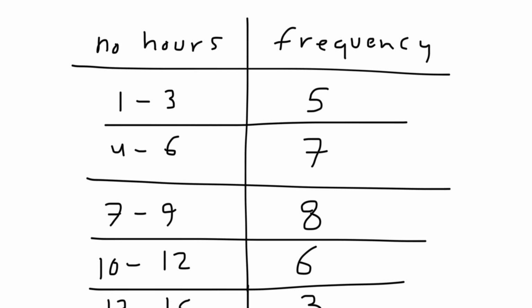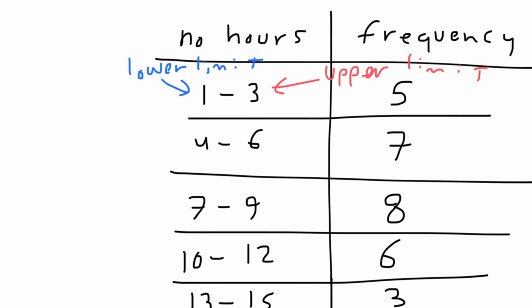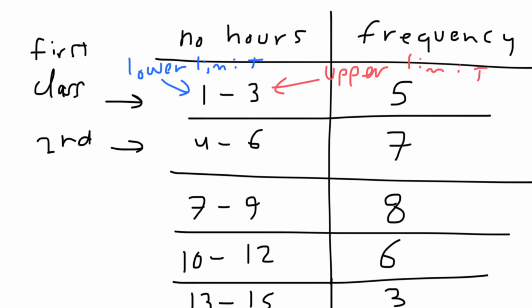So we can write that. This is called the lower limit, and this is called the upper limit. And of course this is my first class. This is class one, and this is the second class, because I'm just dividing the students into classes.